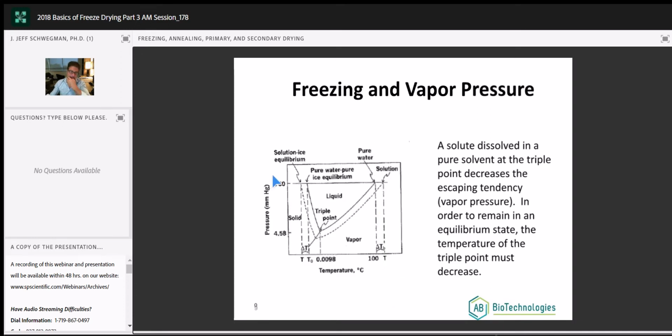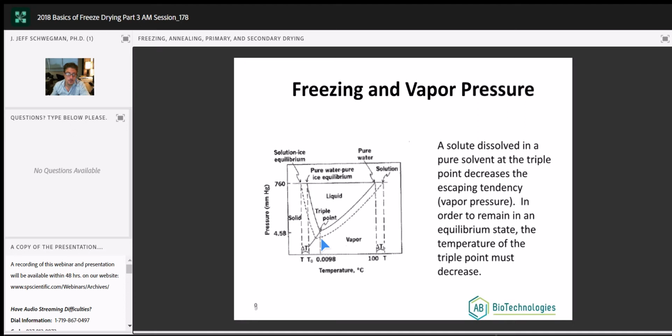Now, this is, again, a phase diagram. So at normal water, this is our normal triple point. Now, what I'm saying is we add solute to our formulation. So we take water, we start dumping in excipients, active ingredients. Well, we change the vapor pressure, or we lower the vapor pressure, okay? If we lower the vapor pressure, we essentially shift down the pressure.